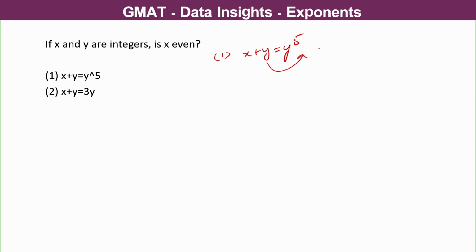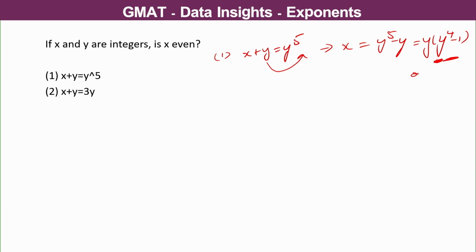Taking y to this side, you will have x is equal to y to the power of 5 minus y, which is y into y to the power of 4 minus 1. Okay, so let's consider the case when y is odd. An odd number raised to any power will remain an odd integer. So this is odd minus 1, this becomes even.